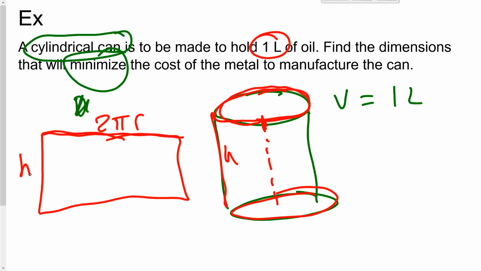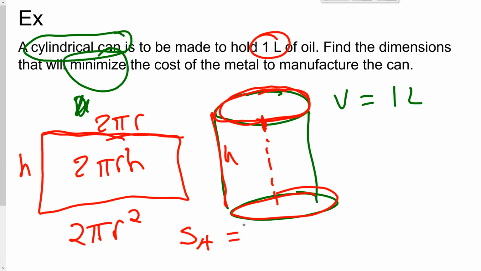So there's the length and width for the rectangle of the can, and then we have two circles. The area of a circle is pi r squared, and we just have 2 of them, right? So it's 2 pi r squared. The area of the rectangle part is going to be, multiply these, 2 pi r h, and then the two circles will be 2 pi r squared. So my total surface area is 2 pi r h plus the area of the two circles, 2 pi r squared. Okay, so we want to maximize this.